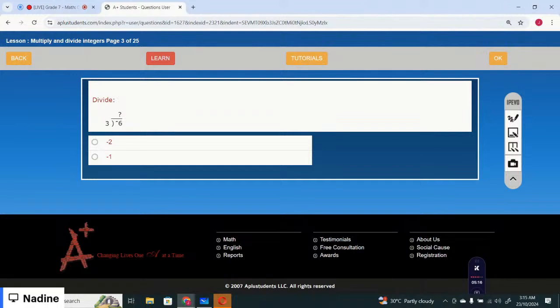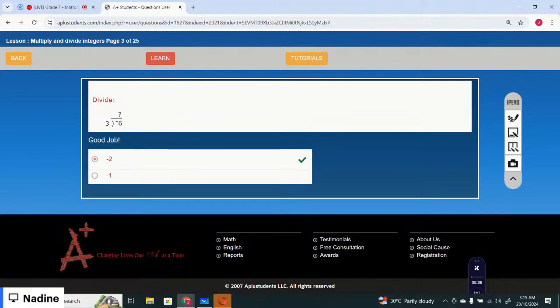Okay, negative 6 divided by 3. So which is the correct option? One of the numbers is negative, so the answer is negative. 3 times 2 is 6, so the answer is negative 2. Option number 1 is the correct option.